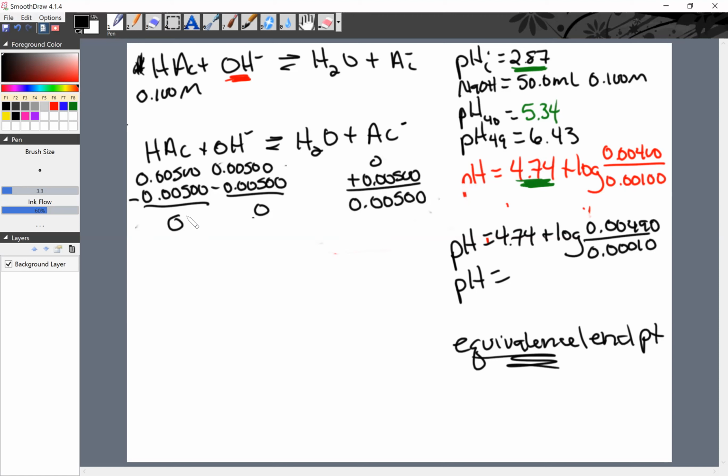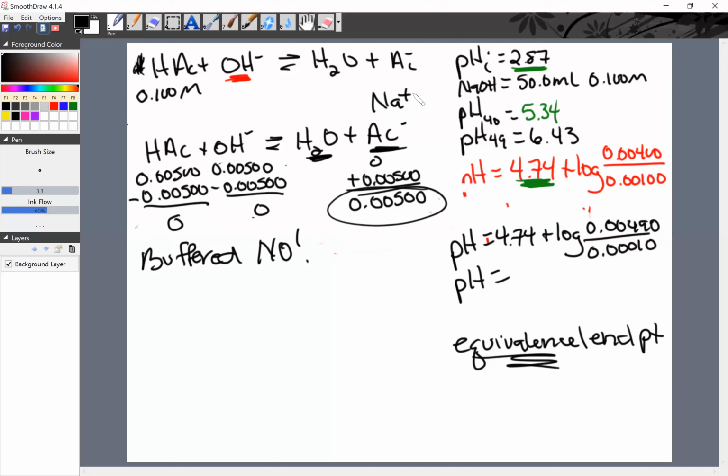Okay, so am I still buffered? And the answer is no. Okay, what do I have floating around now in my beaker? Literally at this moment, what is floating around in the beaker? I have some water that I made, I have some acetate that I made, and I have the sodium ions that came from the sodium hydroxide. Well, is the acetate going to do anything in the presence of that water? And the answer is yes.